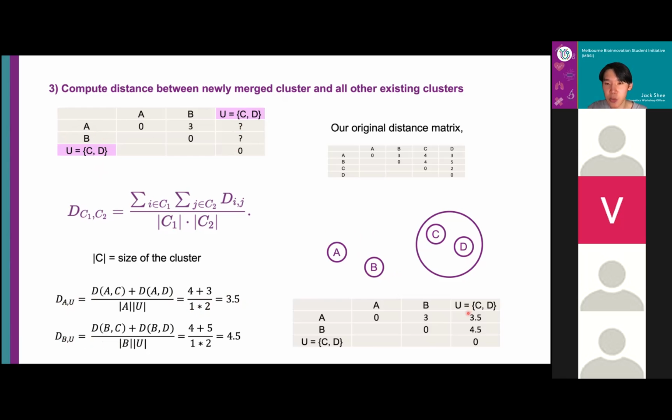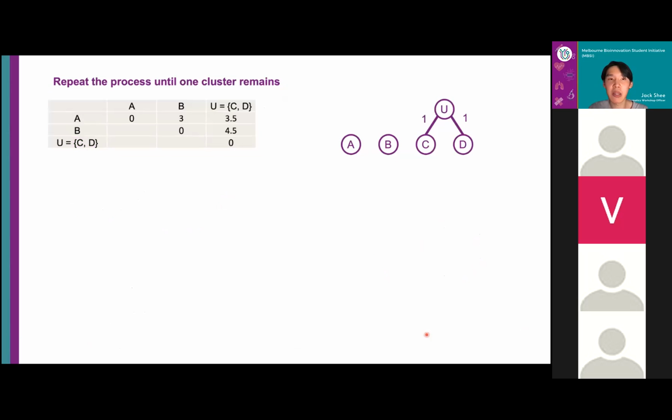So here we have the values now filled in. The distance between A and U is 3.5, filled in here, and the distance between B and U is 4.5, which is filled in here. Now we work with this matrix iteratively, and we repeat the process until one cluster remains. So what are we going to do next? We're going to select the minimum element.